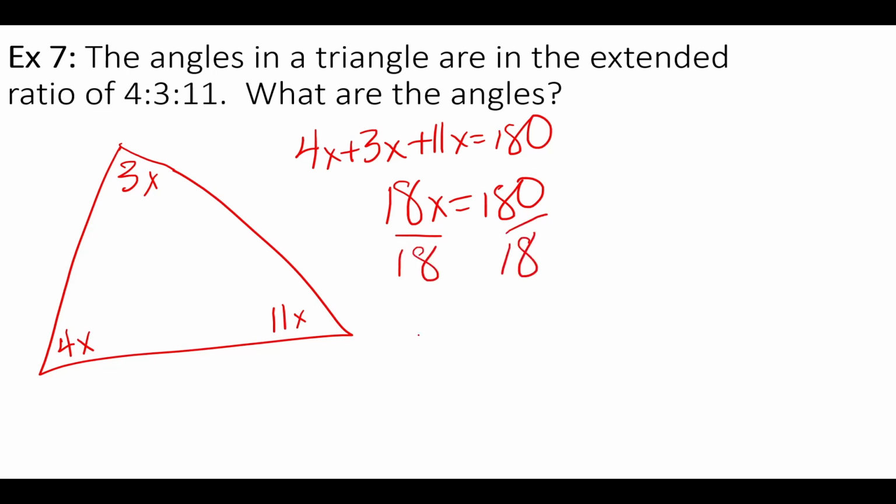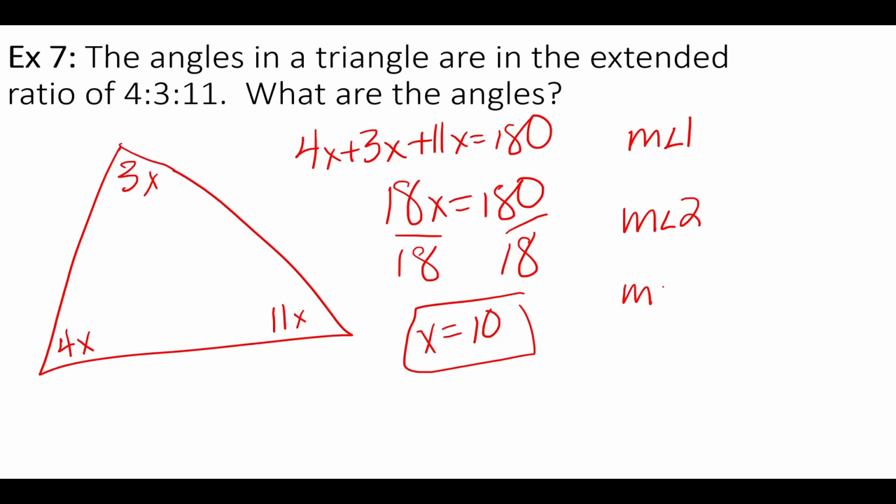Divide by 18 on both sides. X should be 10. They want us to find the measure of each of those angles. I'll call them 1, 2, and 3. We're just taking 1, 2, and 3 angles.